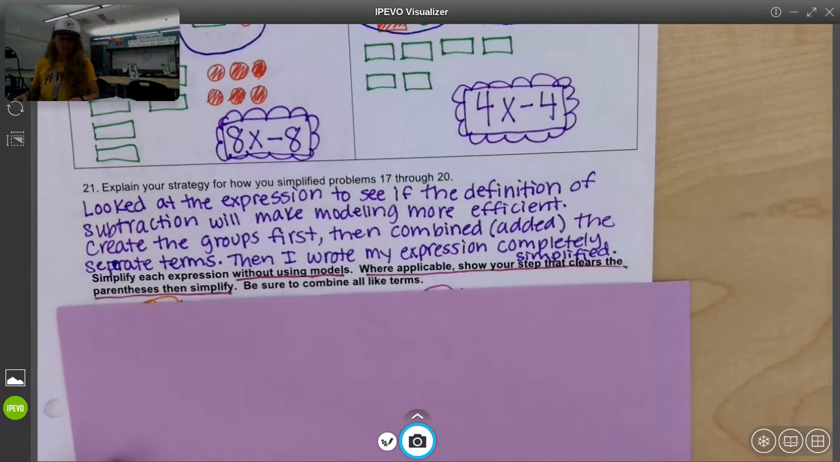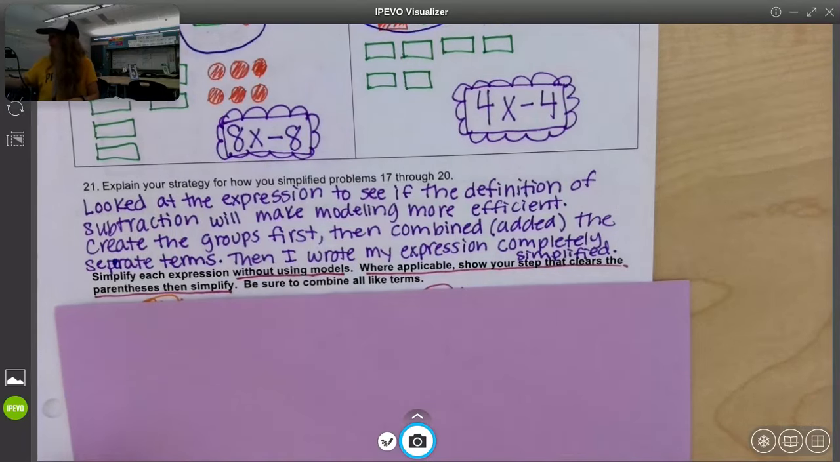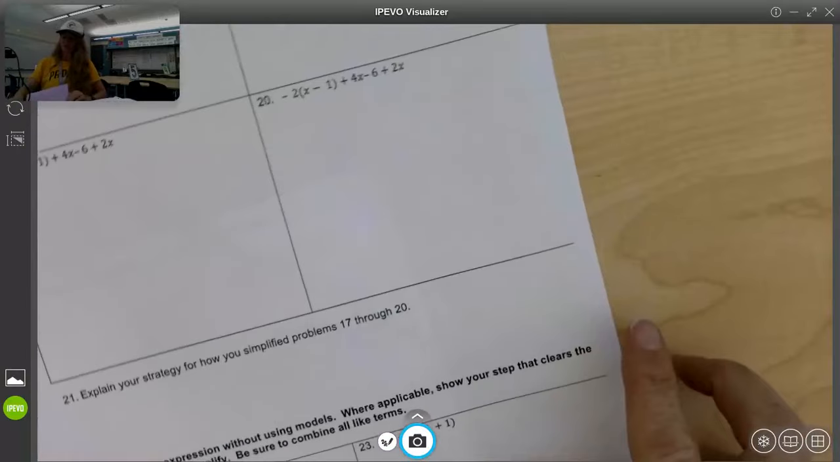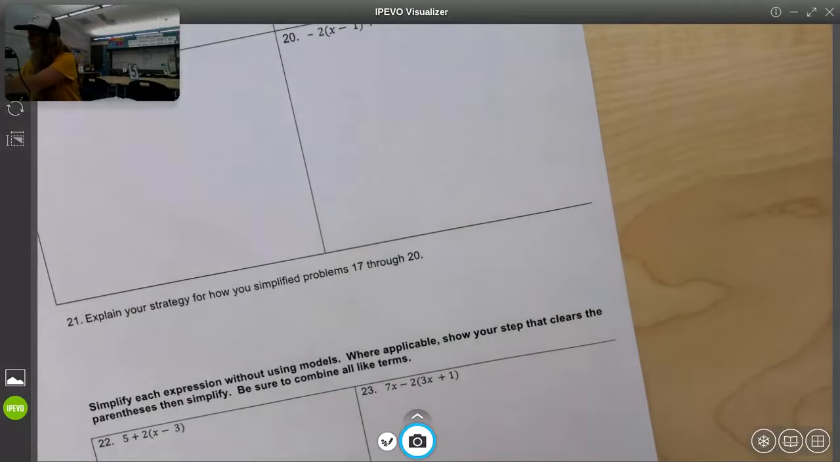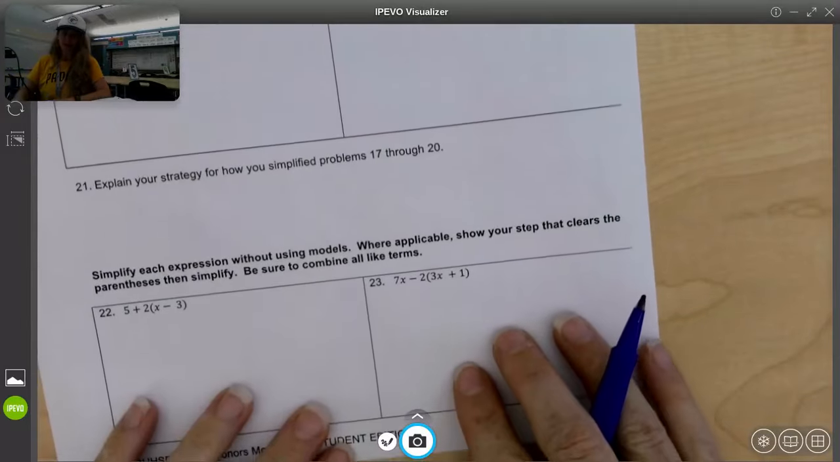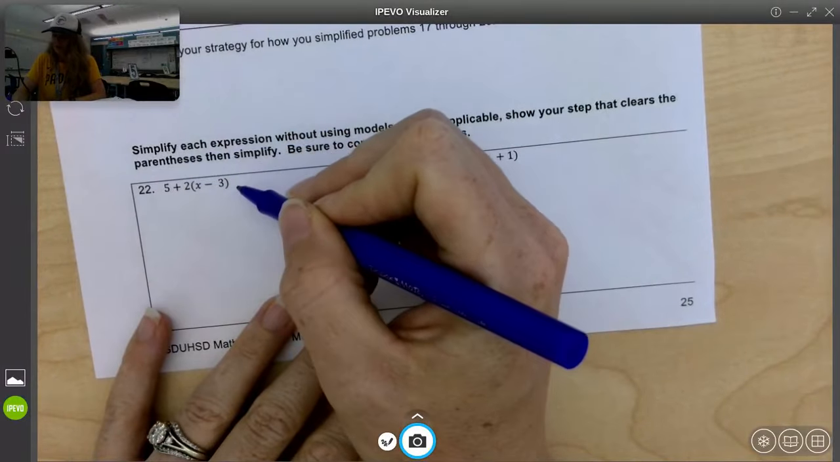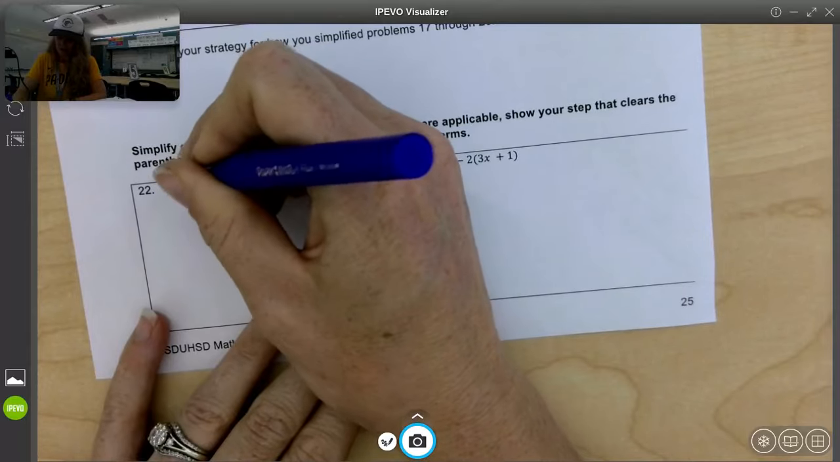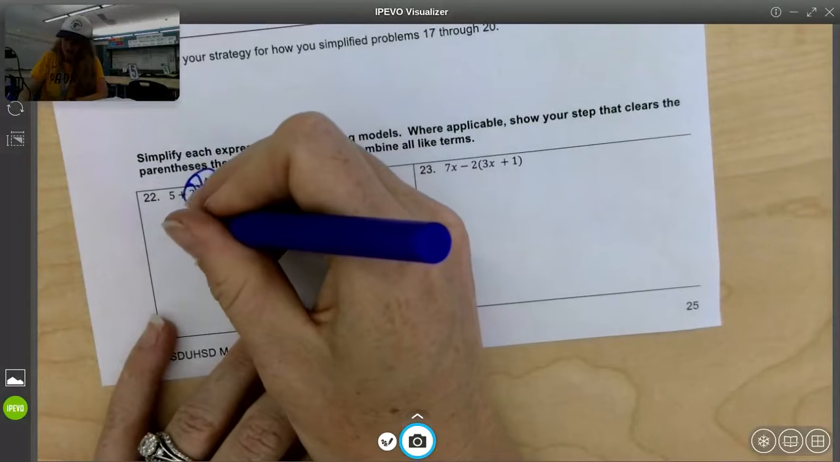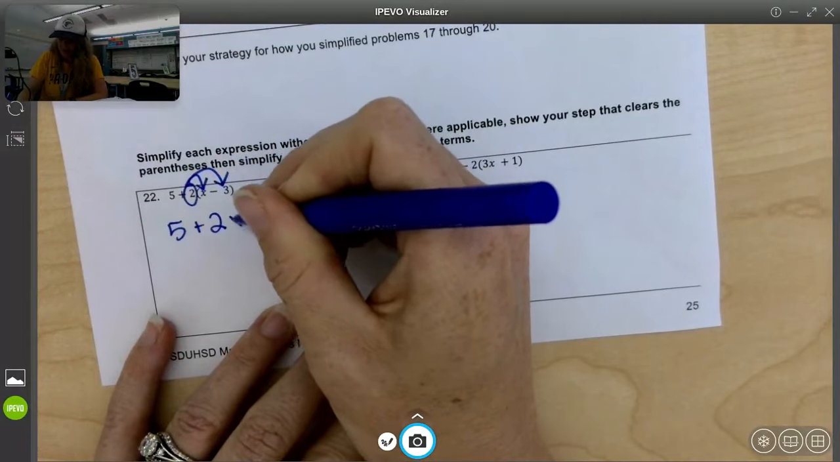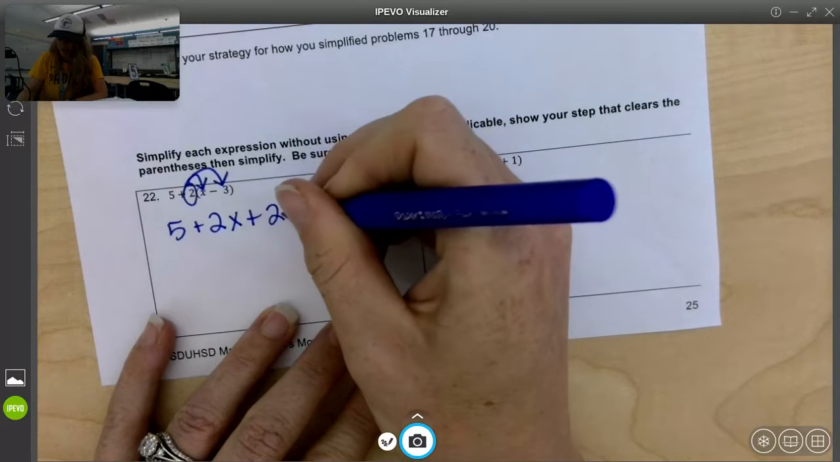So now we're going to simplify each expression without using models. This is going to be pretty cool. Where applicable, you do need to show your step that clears the parentheses and then simplify, and be sure to combine all like terms. So we might want to show some work for sorting our like terms as we're going. So let's take a look at this first one. 5 plus 2 groups of x minus 3. I'm distributing that 2, so I'm going to lasso it up. So it's 5 plus 2 groups of x plus 2 groups of negative 3.